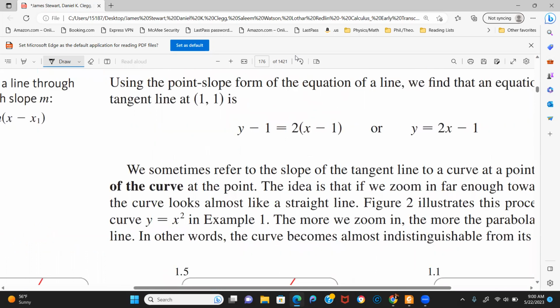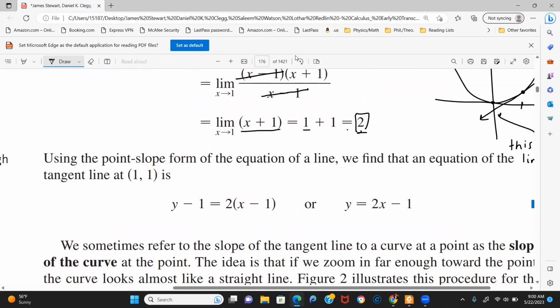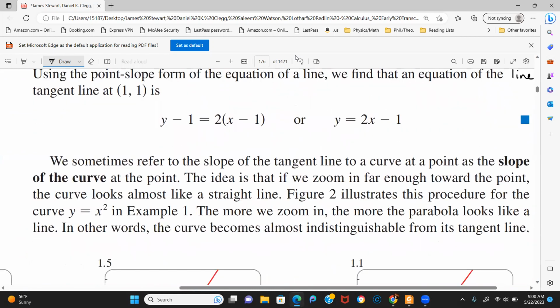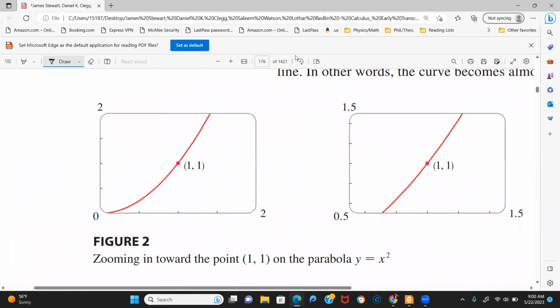Now, there's another interesting thing to know about this. The derivative, which is the slope of a tangent line, gives you an approximation of the curve, and this is what it basically means for a function to be differentiable. I haven't talked about differentiable functions yet, but what it means to be differentiable is that when you take your curve, here you can see the graph of the parabola, and we zoom in towards this point, 1, 1.